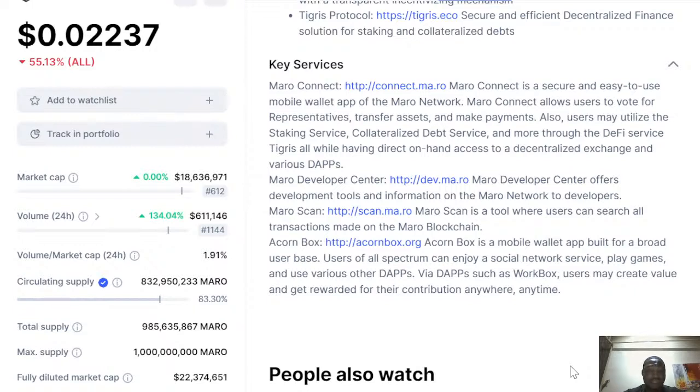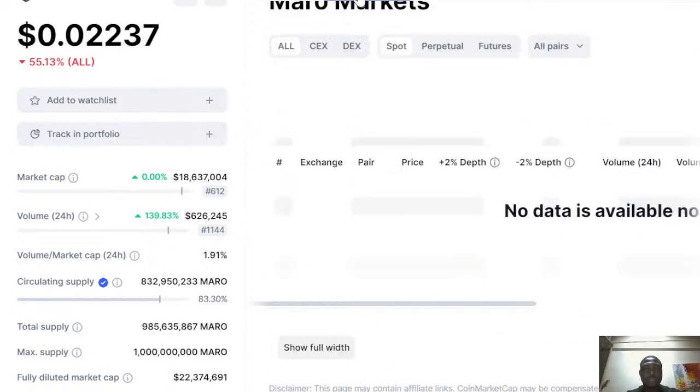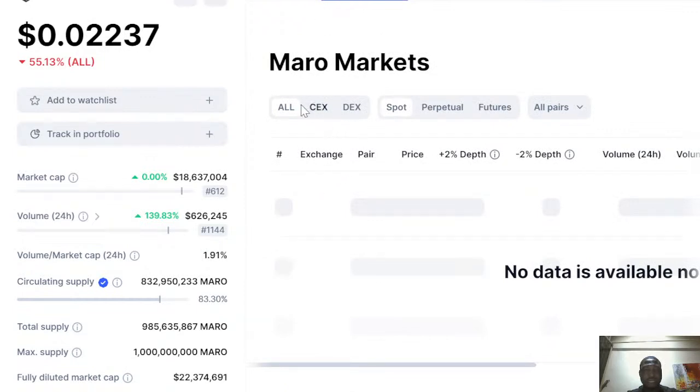Via the micro box, users can create value and get rewarded for their contribution anywhere and anytime. All these are important factors that we must consider when looking at the market space, analyzing what the market is saying, and how we can invest into the market space.